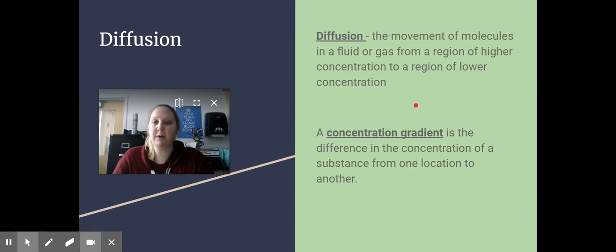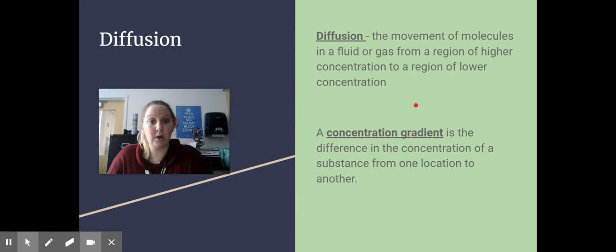Diffusion is the movement of molecules in a fluid or a gaseous state from a region of high concentration to a region of low concentration. So we're moving down the concentration gradient. We want to be in equilibrium where the amount of molecules both inside the cell and outside of the cell are the same. The concentration gradient is the difference in concentration of a substance from one location to another.